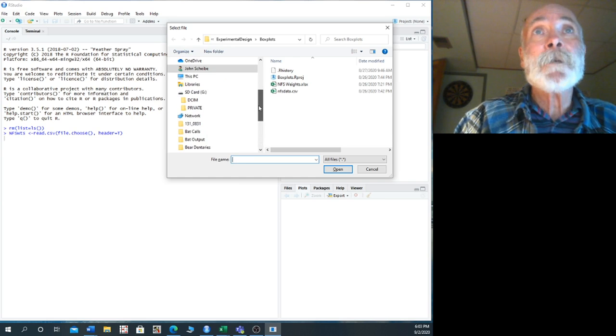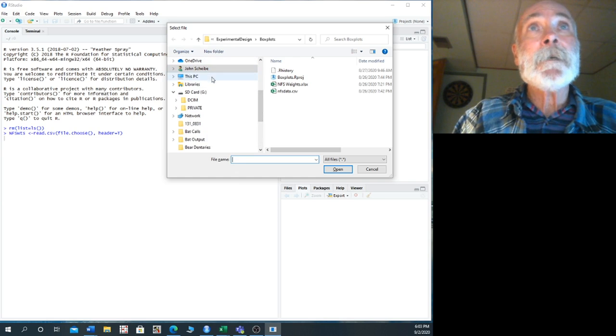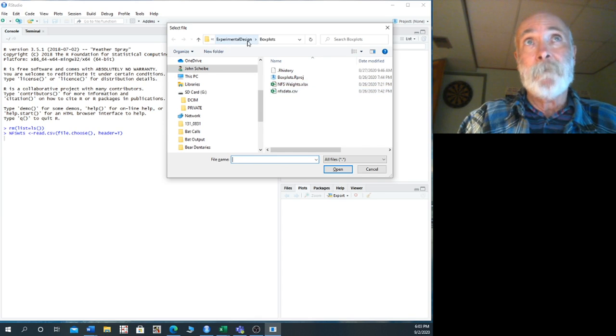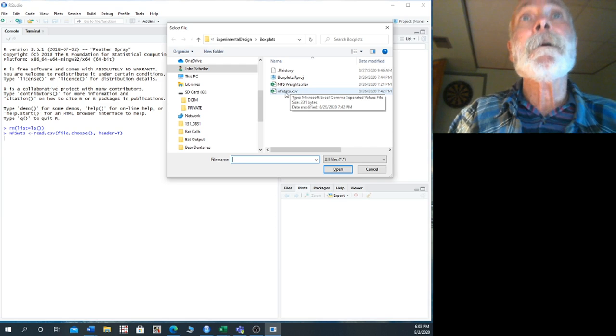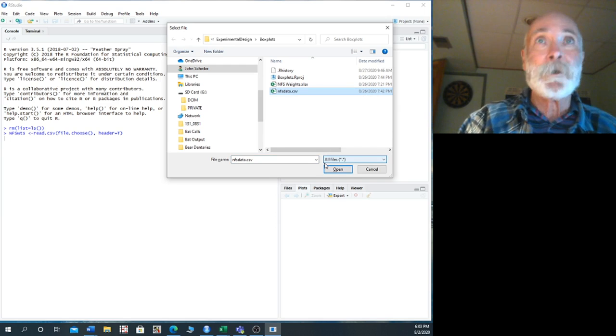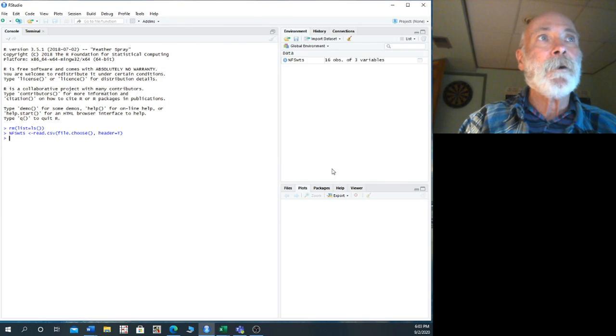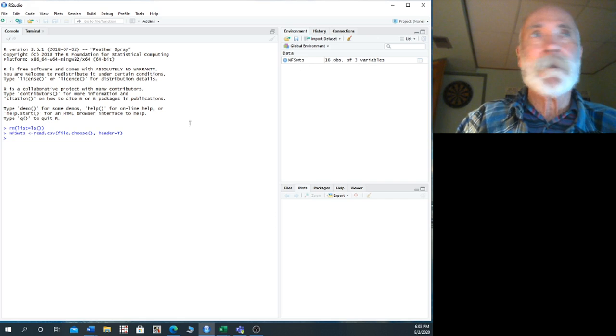I now have to show R where the file is, and it's in this directory right here. There it is. It's under my folder for experimental design, under box plots, and there it is, nfs data.csv. So that's my comma separated value data. I'm just going to hit open like that. And you can see over here in the global environment, there's the data set. It has 16 observations with 3 variables.